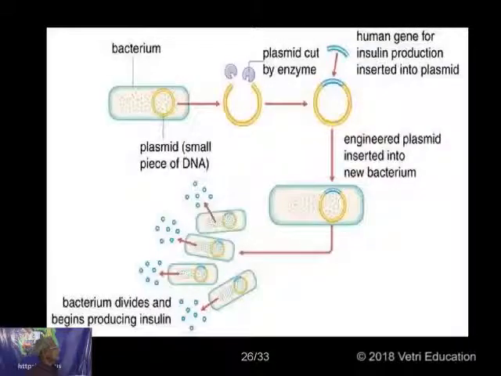See how the bacterium is modified to produce insulin. There is a bacterium and you have a plasmid cut with an enzyme. You have incorporated a gene there. This incorporated gene is made to amplify. The bacterium divides and then it is producing the insulin. The E. coli bacterium is producing the insulin. You have inserted a human gene for insulin production, and this is being amplified, and then you are getting the insulin.